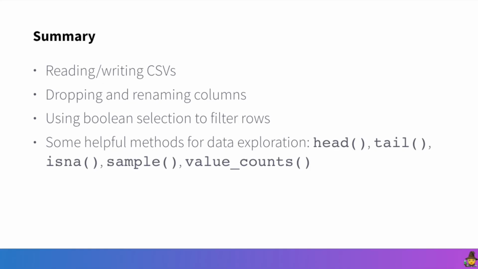To summarize, in this episode, we learned how to read and write CSVs. We learned how to drop columns. We also learned how to rename columns. We used Boolean selection to filter the data frame down to specific rows we were interested in. And then we also used some helpful methods for data exploration, like head and tail, as well as those that help us look at missing data in the dataset, like isna. From here, in the next episode, we'll pick up making some basic plots using the same data that we've now cleaned up a little bit.